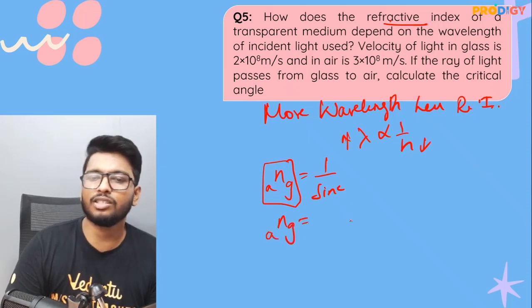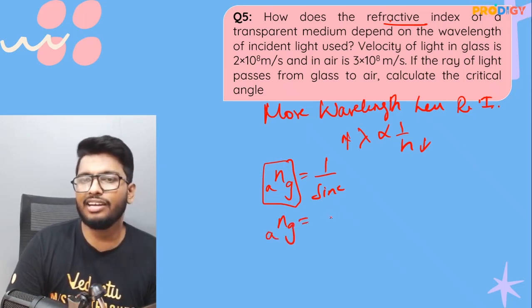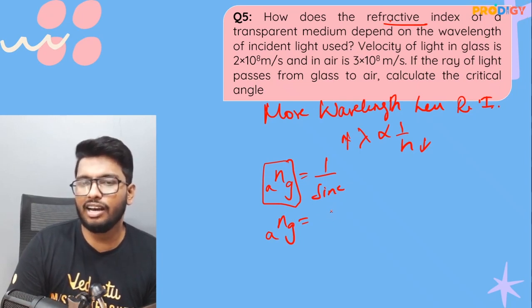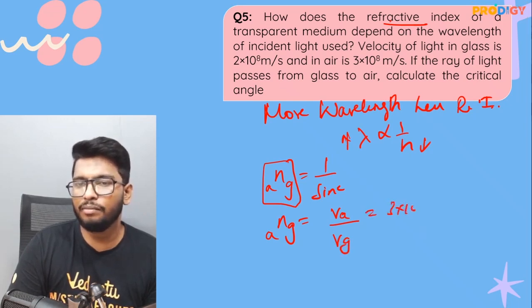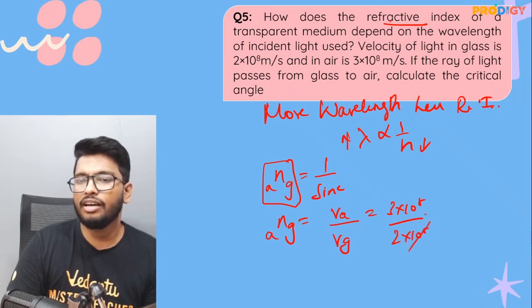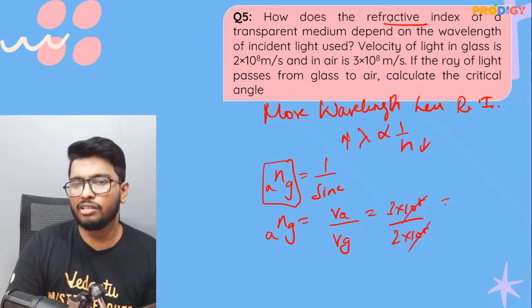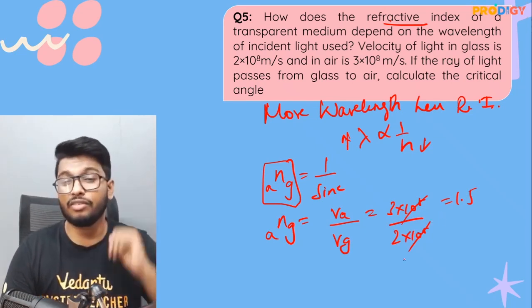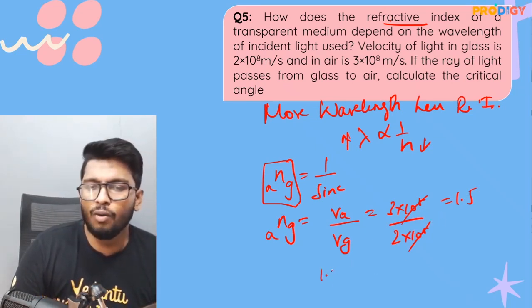Refractive index of glass with respect to air is nothing but speed of light in air divided by speed of light in glass. Speed of light in air is 3 into 10 to the power of 8 meter per second, and in glass is 2 into 10 to the power of 8 meter per second. That gets cancelled. 3 by 2 is nothing but 1.5. So 1.5 is the refractive index. Now put that in the equation.